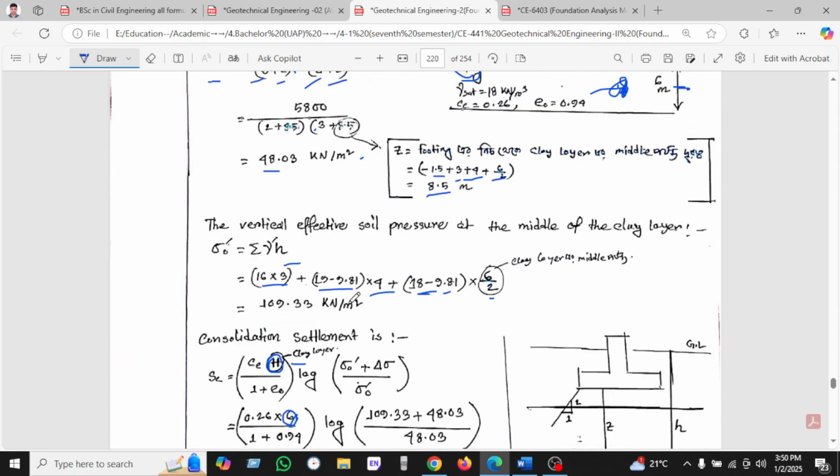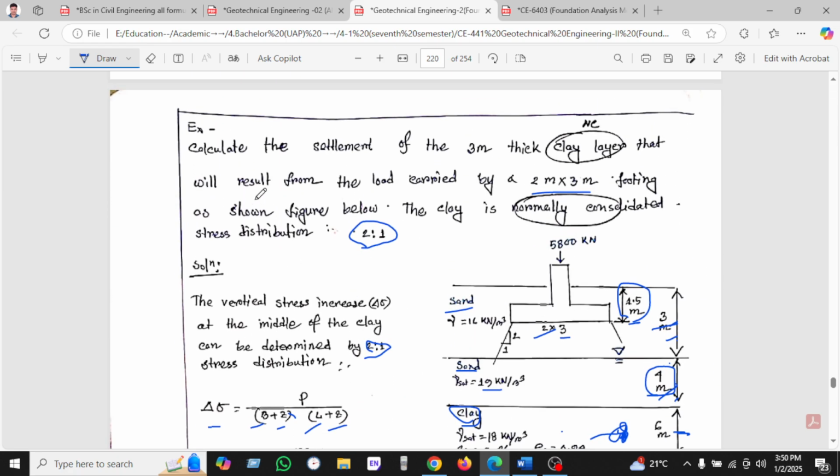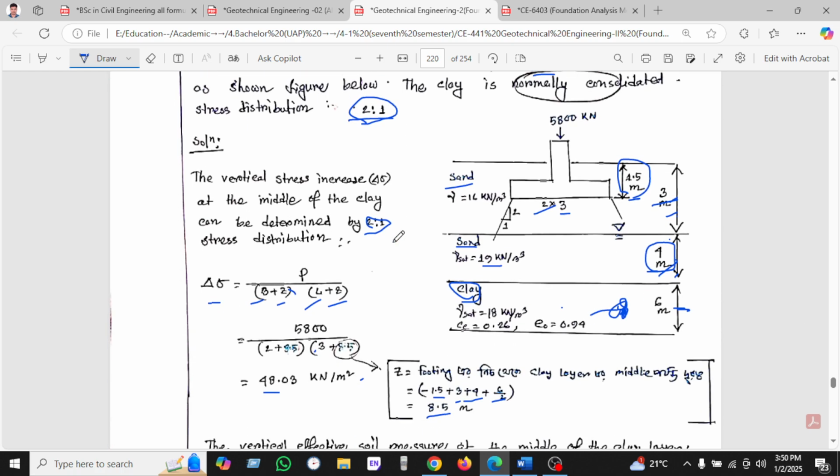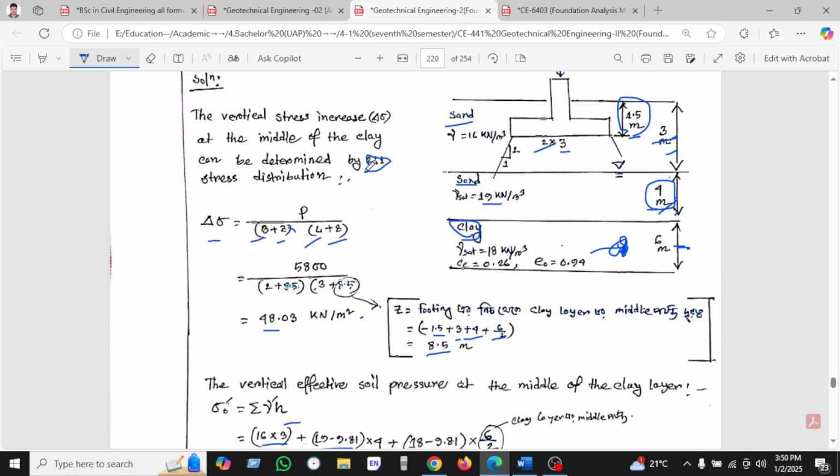So let's see another example. This is the example we've been seeing here. Calculate the settlement of the clay layer, 3 meter thick, resulting from the load carrying 2 by 3 footing, as shown in the figure below. The clay layer is normally consolidated and the stress distribution is 2:1. So you can see what data is given. The stress distribution is 2:1, then we will use this to get the Z value. Z value is nothing but minus 1.5.